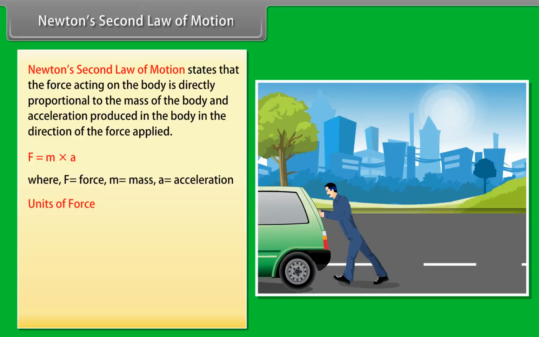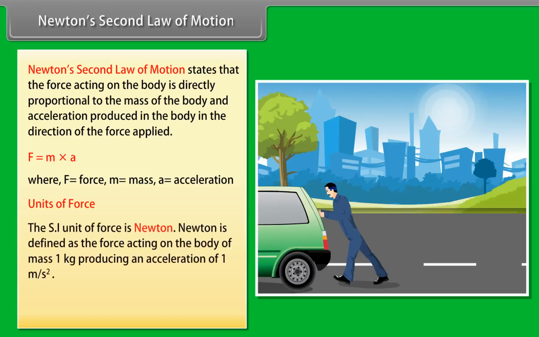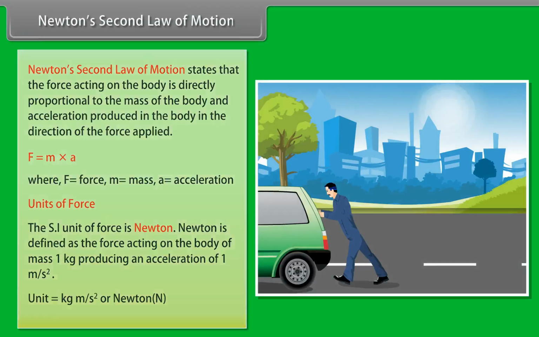Units of force. The SI unit of force is Newton. Newton is defined as the force acting on a body of mass 1 kg, producing an acceleration of 1 meter per second square. Unit is equal to kilogram meter per second square, or Newton.